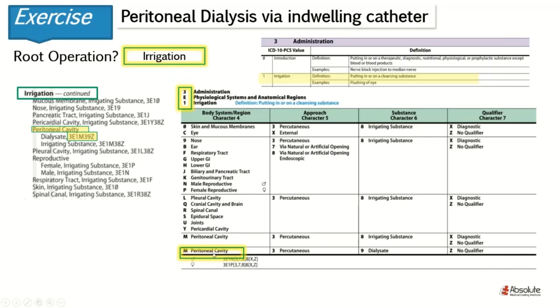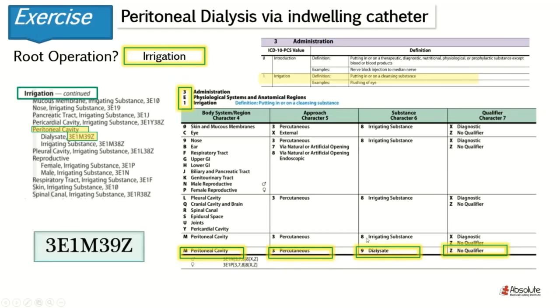And here you go, peritoneal cavity. Your fourth character is M. Your fifth character is percutaneous. Your sixth is dialysate. And your final character, well, you know what? It's Z. That's all we have. It's no qualifier. And you know what? Our code, 3E1M39Z. All right, coders, that one may have been a little tricky. How did you do, coders? If you got it correct, outstanding.